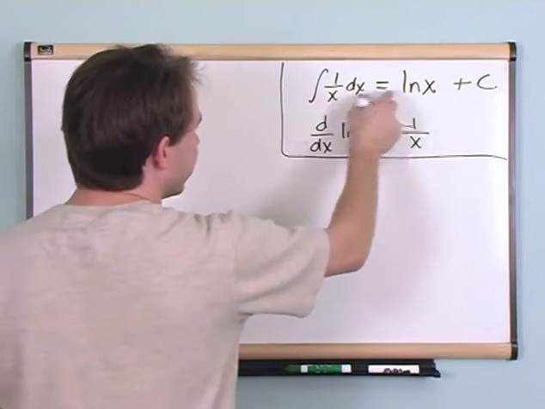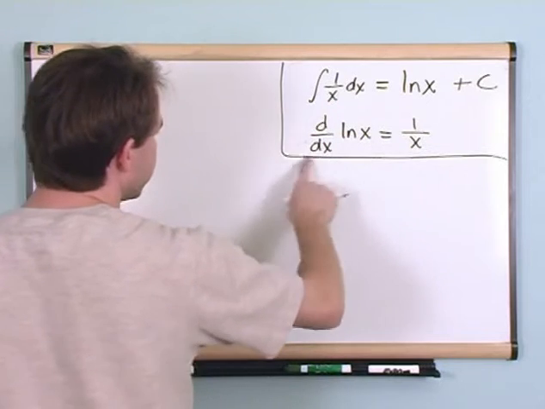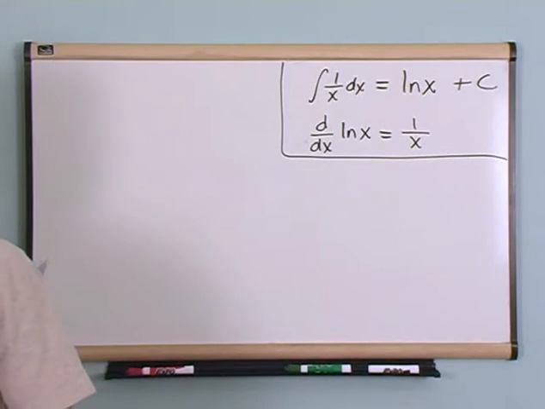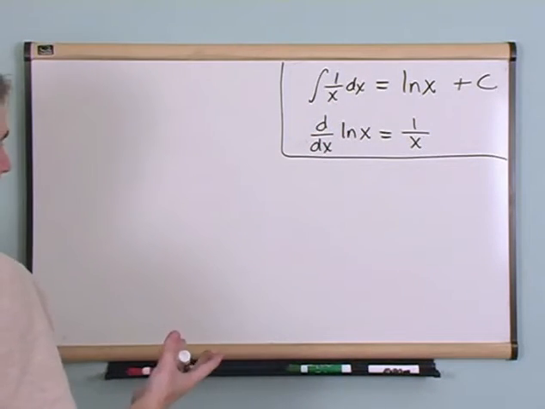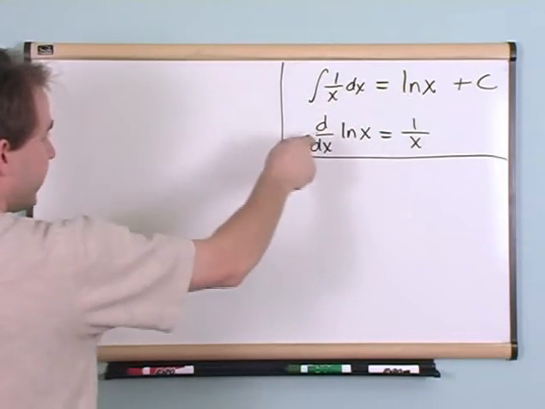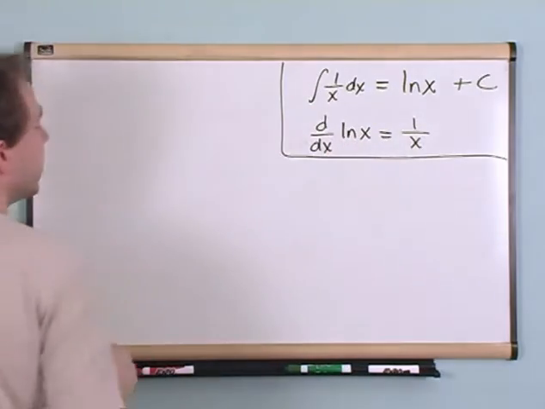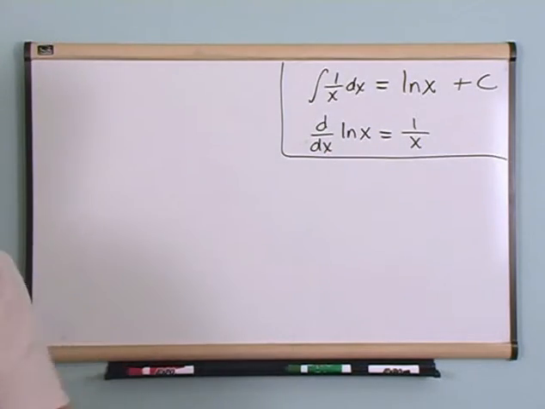Just convince yourself that this is true. Because the integral of this is this, that means the derivative of this must be this, and that's the only thing we're writing down here. So anytime you come across the integral of 1 over x, you know what the answer is, and anytime you come across the derivative of the natural logarithm, you get 1 over x.